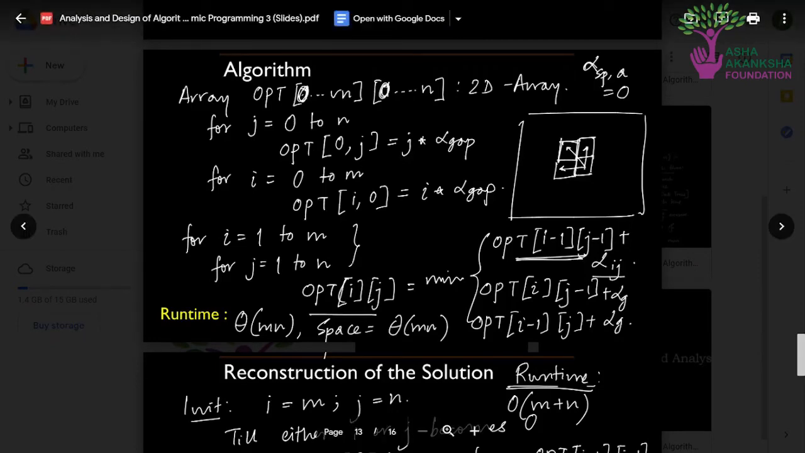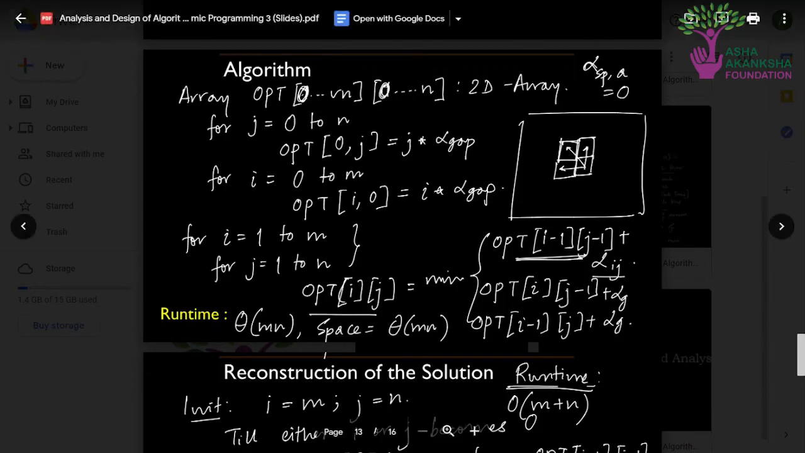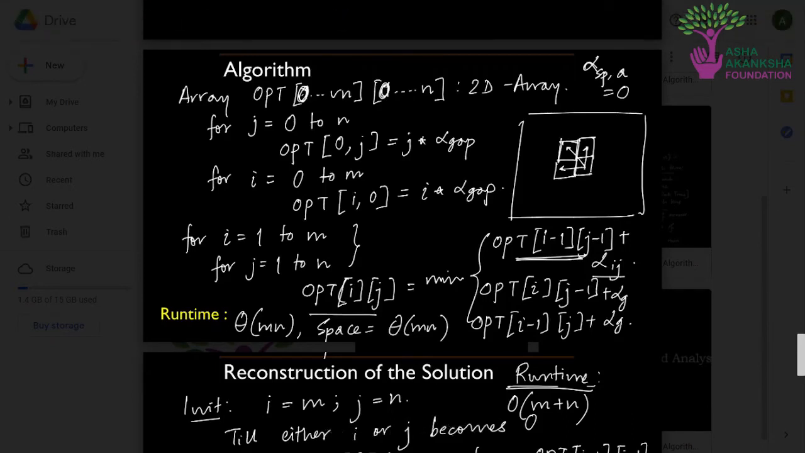We traverse in this way, and we fill the opt ij in the same manner as discussed earlier. First of all, you must remember that to fill any ijth element, you can either want the i minus 1, j minus 1 cell, that is this diagonal cell, or you can want the i, j minus 1 cell, that is this cell, or the i minus 1, j cell, that is this cell. That is, to fill this particular element, you must have the values in these three other cells only, and you don't want anything other than that from this matrix. So this is a thing that you must remember.